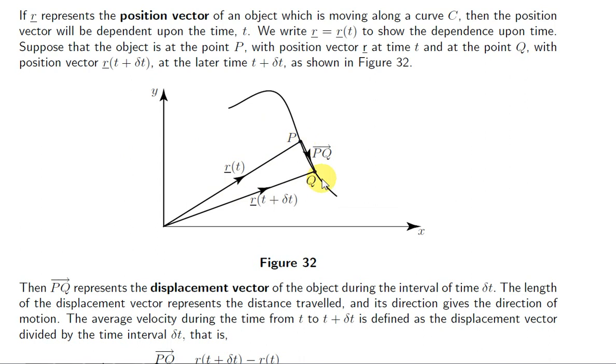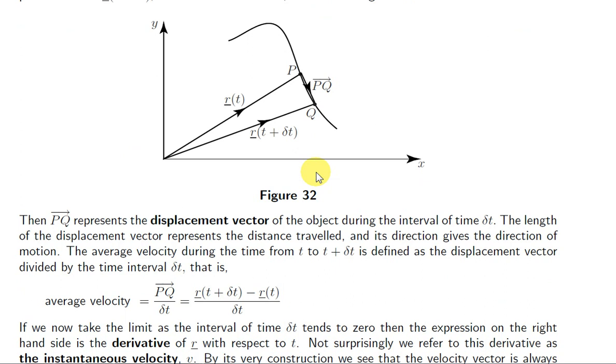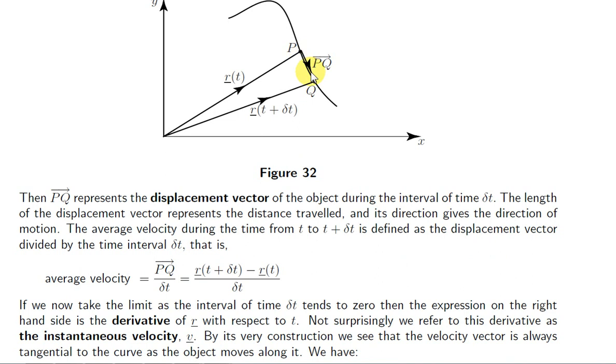Now the displacement vector is the vector joining points P to Q. So that vector represents the displacement of the object during a time interval of length delta t. So the length of this vector represents the distance travelled, and the direction gives the direction of motion. Of course, that's in the limit as delta t goes to 0, the distance between points Q and P gets smaller and smaller, and the straight line distance is essentially the same as the distance along the curve.